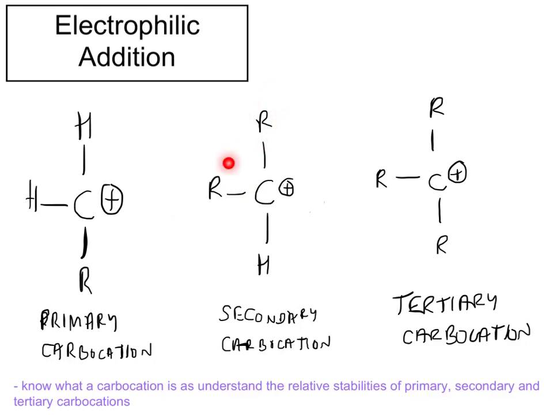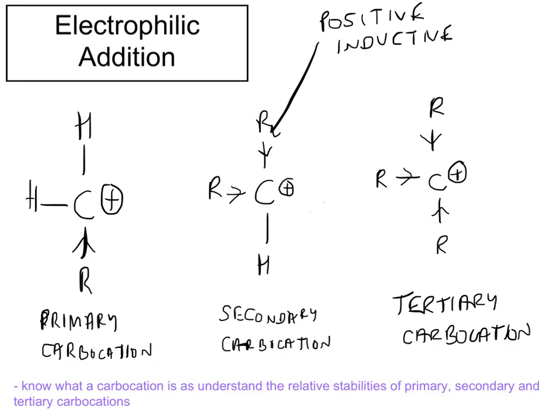And so the more R groups there are around the carbon, the more stable this carbocation will become, because these R groups will give what is called a positive inductive effect. The positive inductive effect is the idea that electrons are being pulled through that covalent bond towards the carbocation. So this is known as a positive inductive effect. The more directions that can occur in, the more stable your carbocation will become.